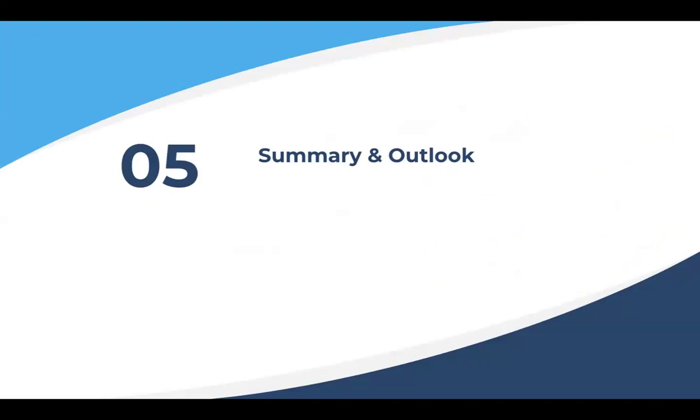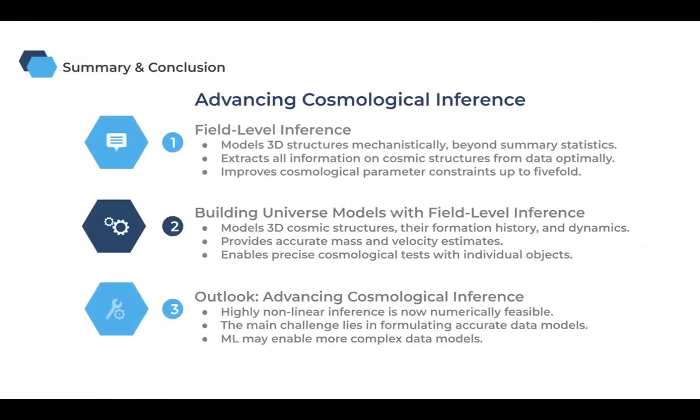What I wanted to show you here today is basically that with field level inference, we can advance cosmological inference significantly beyond the current state of the art. So field level inference basically aims at modeling the 3D cosmic structures, not only statistically, but mechanistically, so that we basically also have an actual causal model for how these individual structures in 3D came into being. This allows us to extract all information on cosmic structure from data optimally, and we have shown that using the data in such a way improves cosmological parameter constraints up to 5-fold.